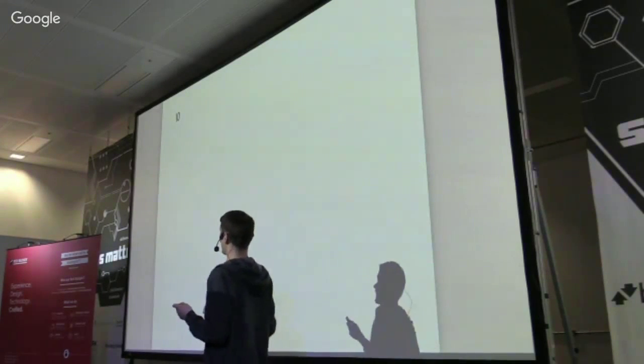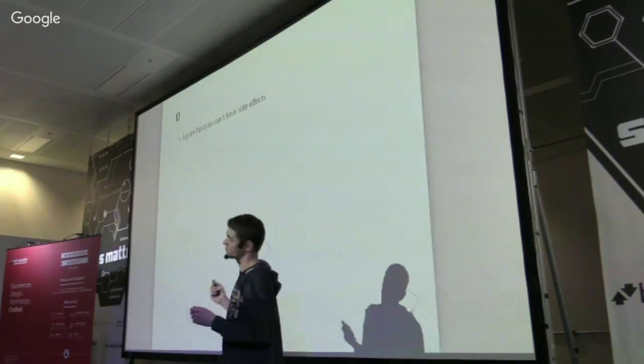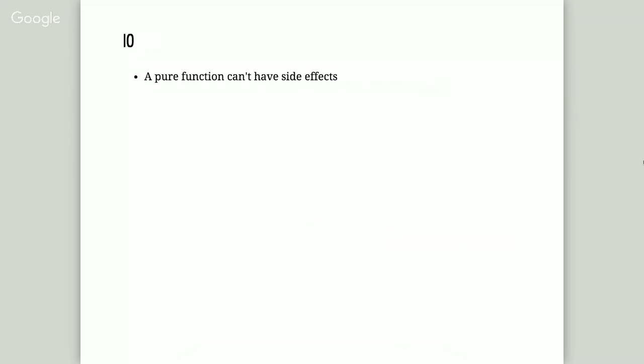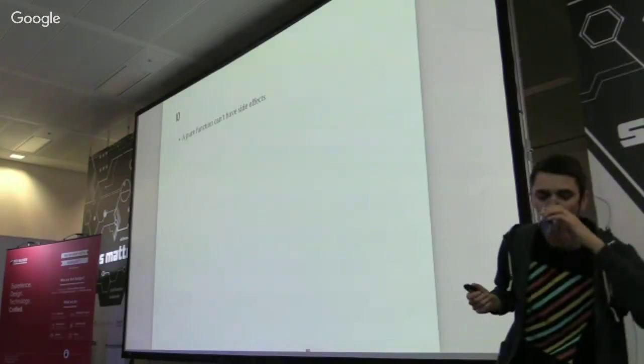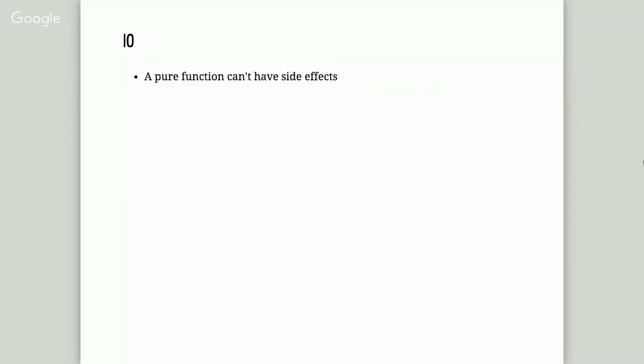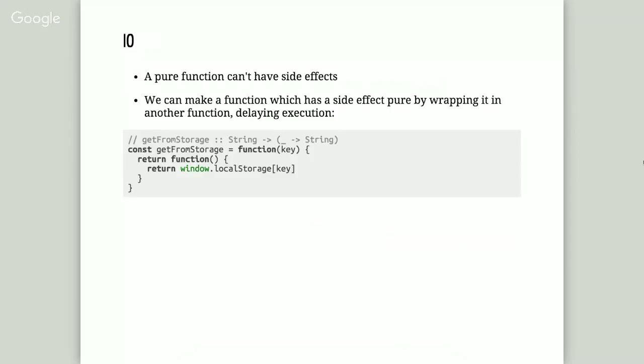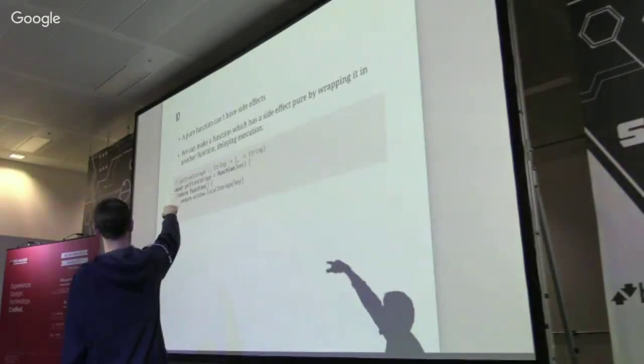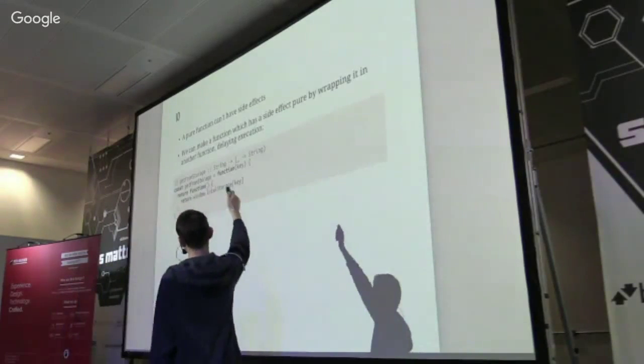Next I'd like to introduce a functor called IO. Before I introduce it, I'd like to go back and remind you that a pure function can't have any side effects. But there's a trick we can do to make a function which has side effects be pure, and that is to wrap the function inside another function, delaying the execution of it. So here I've got a function which is going to get a value from local storage. But what I've done is wrap it inside another function.